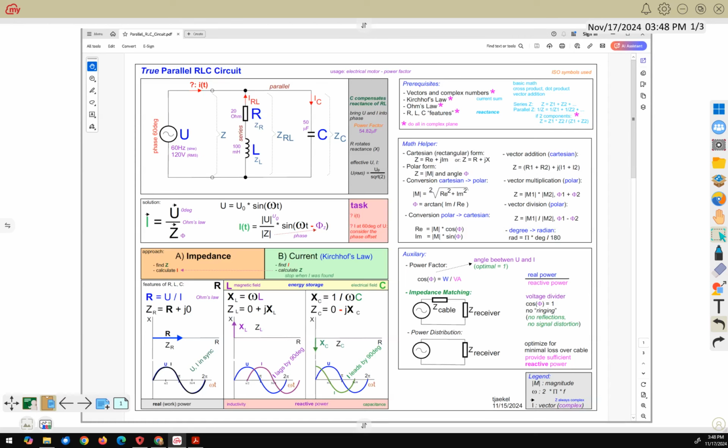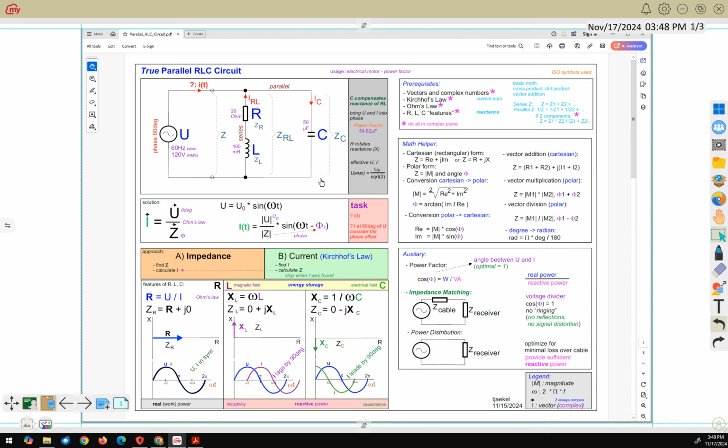Hi everybody. So let's discuss a little bit my handout for the True Parallel RLC circuit. I give you 3 pages of my handout, which has some information for you, some hints, some helpers.